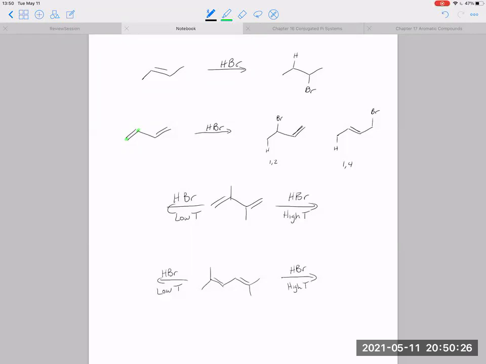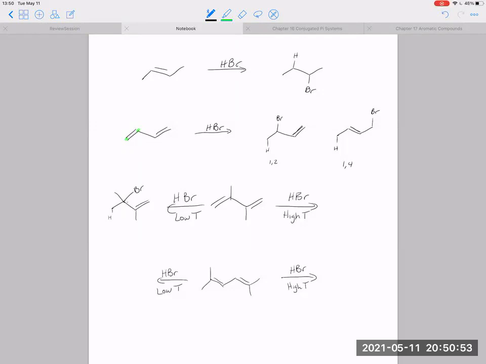So at low temperatures, what's it always going to be? The 1-2. The 1-2, always. Okay, and just to draw in my hydrogen. Why is it called the 1-2? Because one of the hydrogens added to carbon 1, the bromine added to carbon 2.